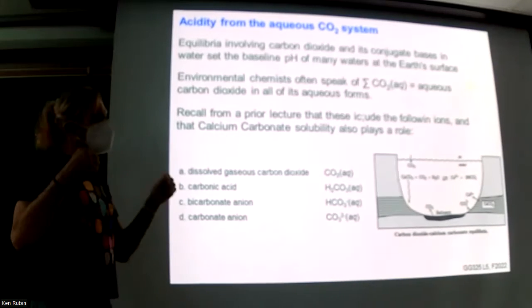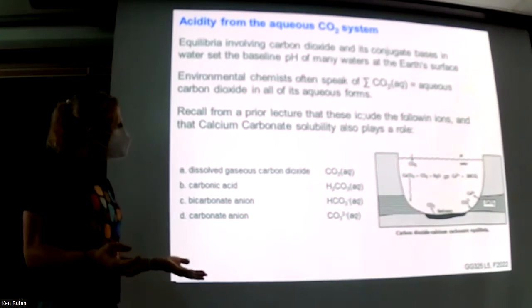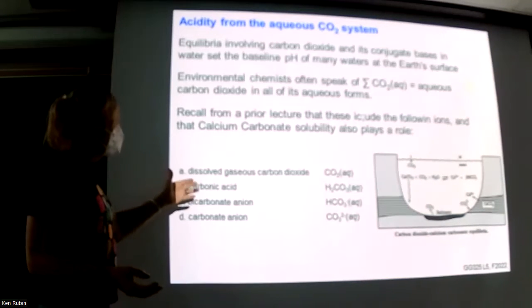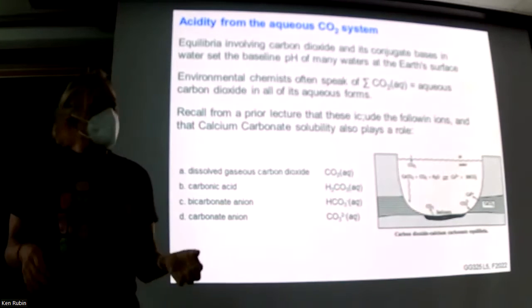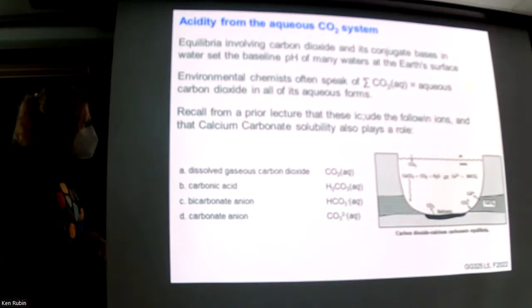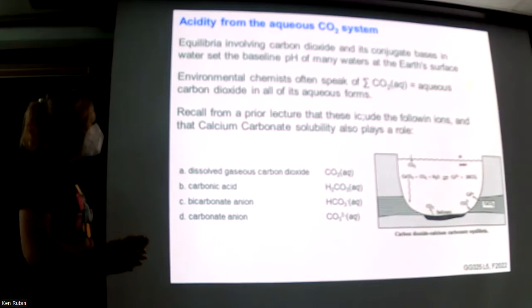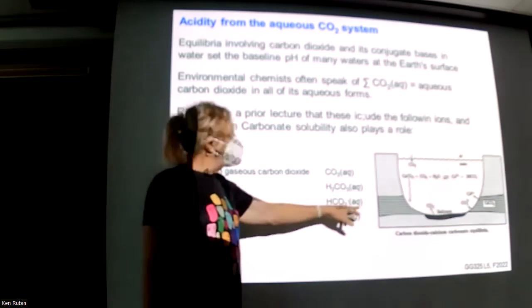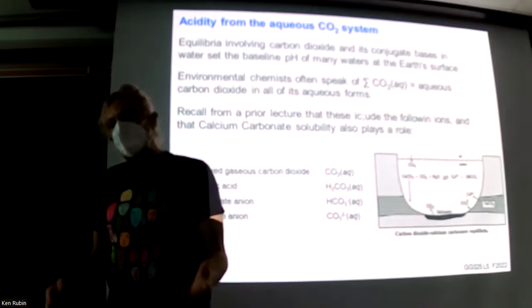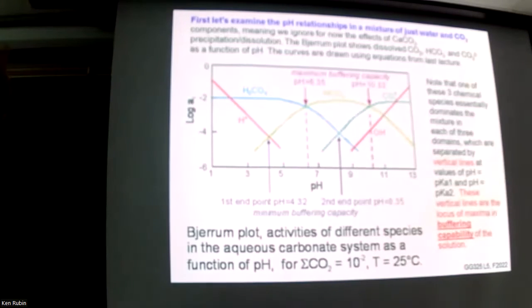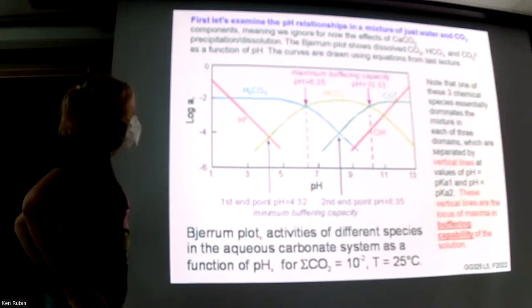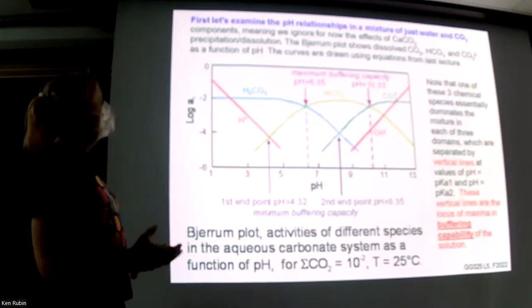If you had an environment with a lot of respiring organisms, such as our cells, they could emit a lot of extra CO2, which could go into the water and acidify it slightly. So that is a thing as well, but not nearly as much as the way calcium carbonate affects pH in different environments. So let's look at what we call a Bjerrum plot.